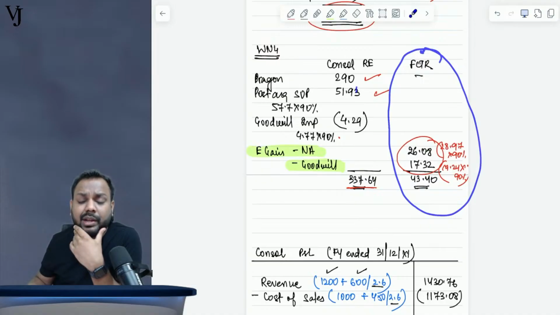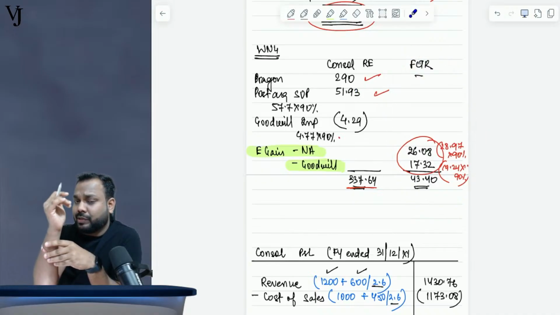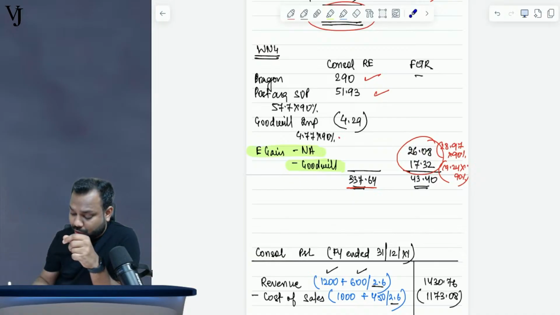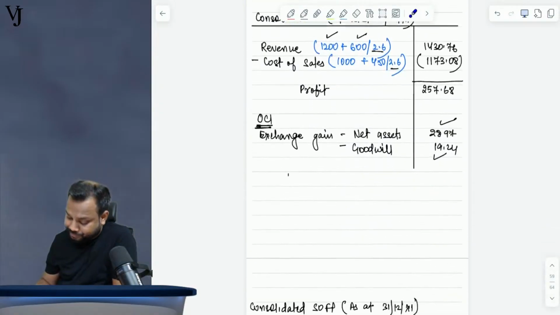Sir, what is FCTR? Foreign currency translation reserve. Sir, where is it recognized in SOFP? It is a part of other components of equity. In equity, there are three things: one is equity share capital, another is retained earnings, another is other components of equity. So FCTR forms part of other components of equity.